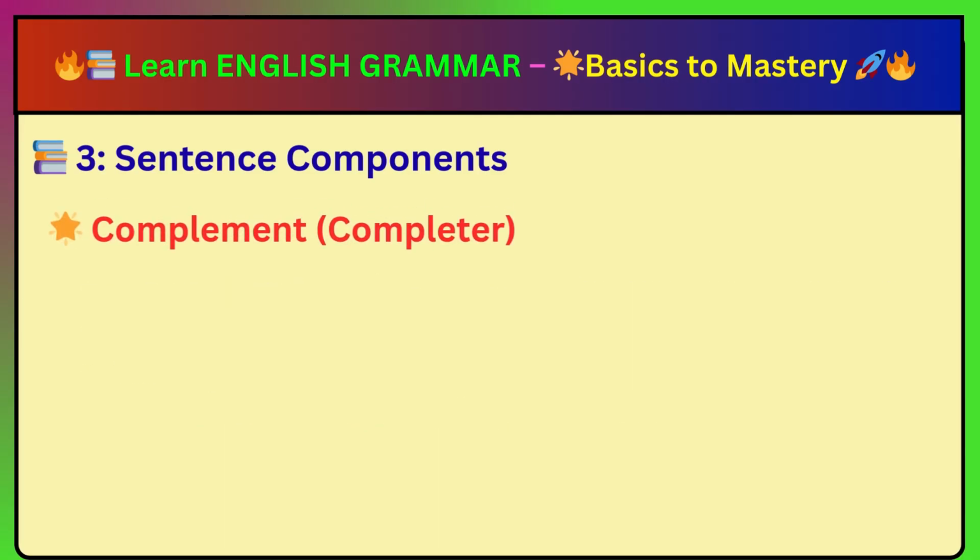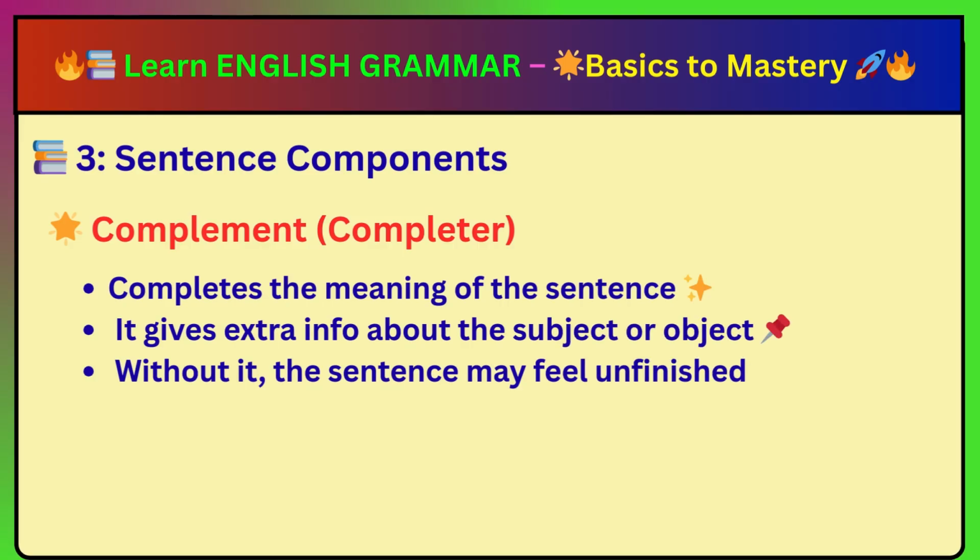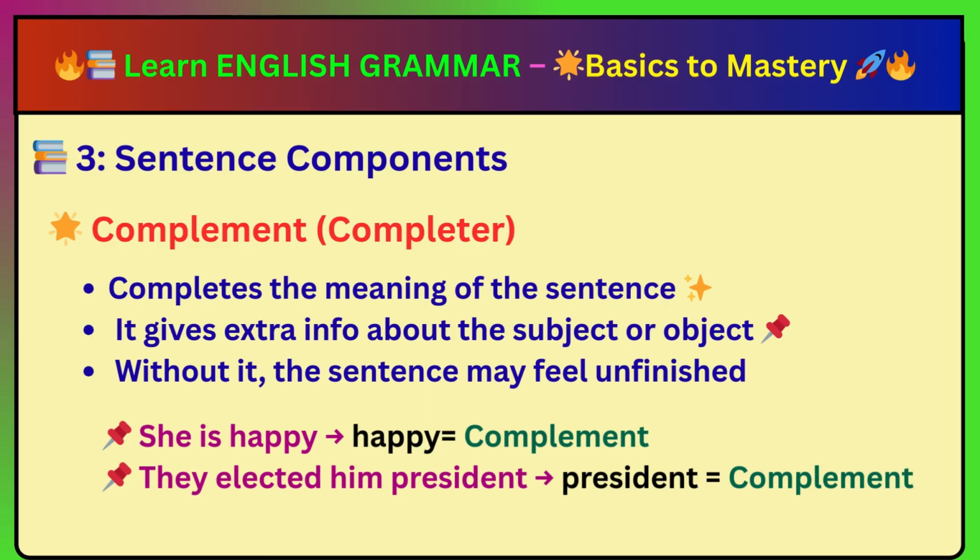The fourth one is complement. A complement completes the meaning of the sentence. It gives extra information about the subject or the object. Without it, the sentence may feel unfinished. The complement is the part that completes the sentence and makes the meaning clear. Examples. She is happy. The word happy completes the meaning of she is. They elected him president. The word president completes the meaning of elected him.